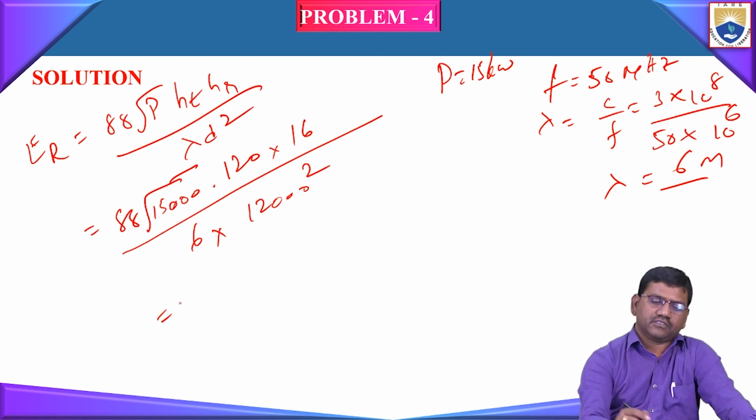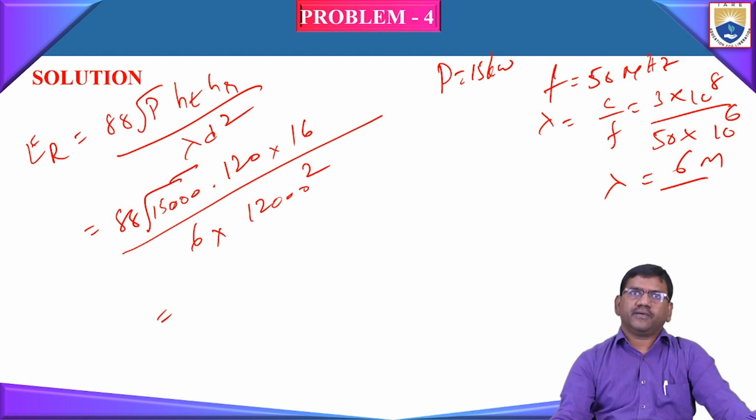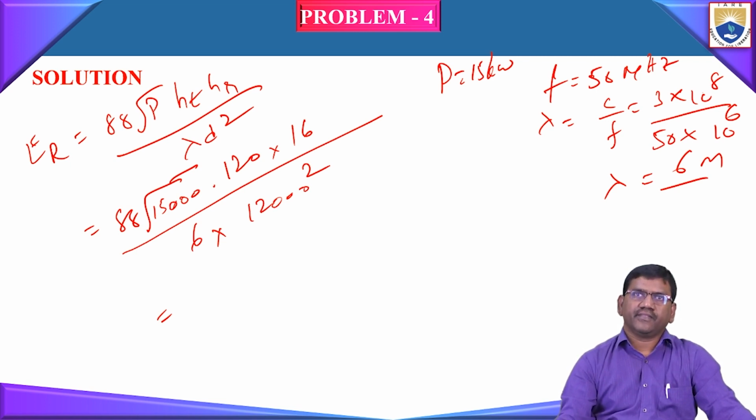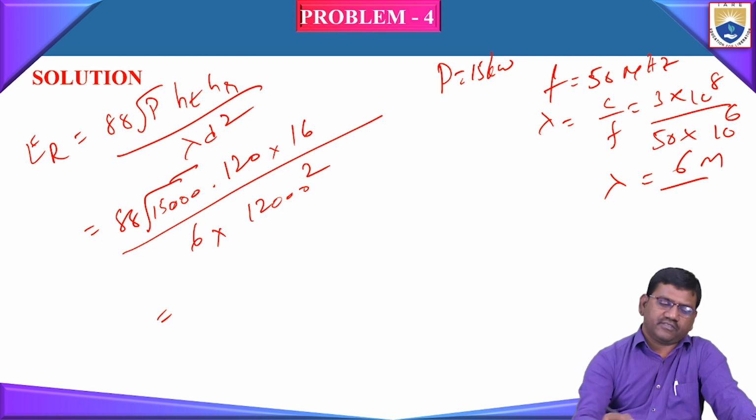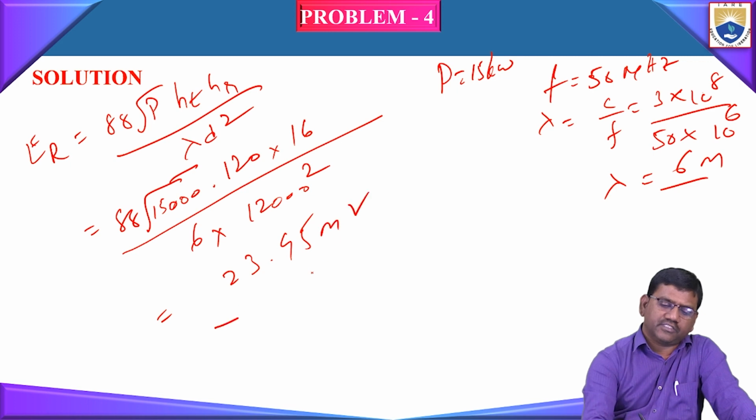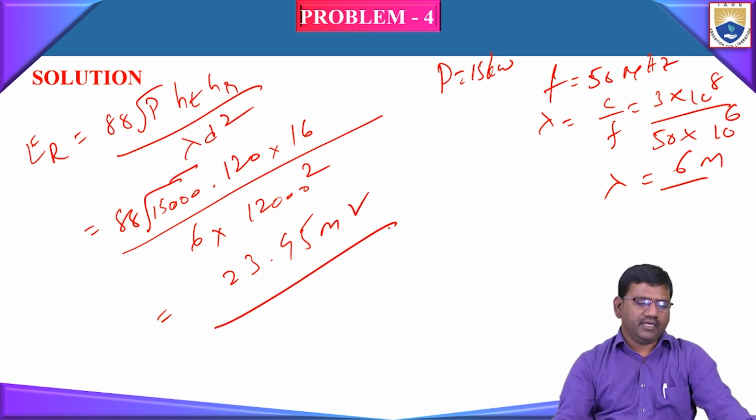The formula to determine the electric field strength at the receiver is given by 88 root P HT HR by lambda d square. As per the given data, the power transmitted is 15,000. The heights are 120 and 16 for the transmitting and receiving antennas, and the frequency is 50 megahertz, where we calculated the value of lambda as 6 meters, and d, the distance from the transmitting antenna to the receiving antenna, is 12,000 meters. So we substitute the data and simplify, you will get 23.95 millivolts here.